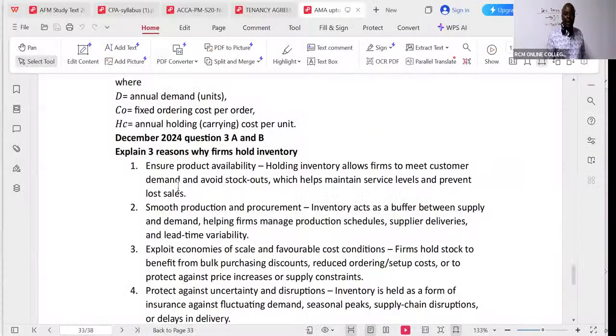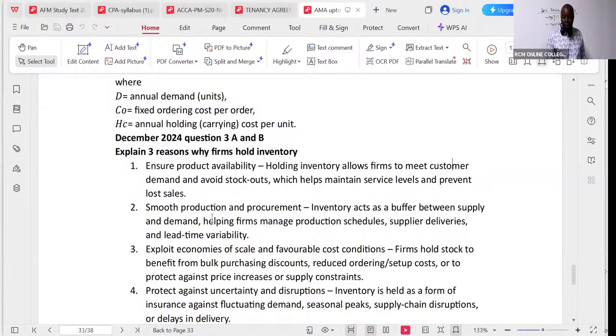3 points there. So number one, ensure product availability. We don't want that situation where these customers, ladies and gentlemen, come for goods, assuming we are selling products here, and then we tell them that we've got nothing. We would want to be having goods to supply throughout. So ensure product availability. Holding inventory allows firms to meet customer demand and avoid stockouts, which helps maintain service levels and prevent lost sales.